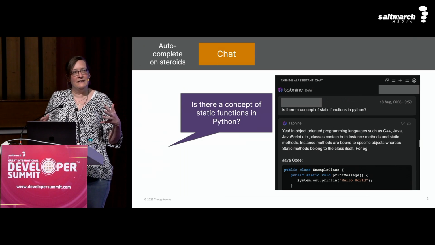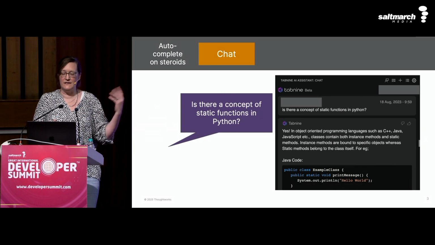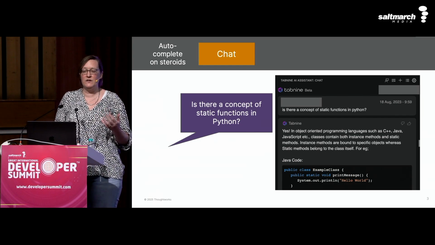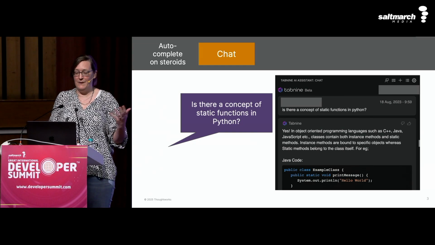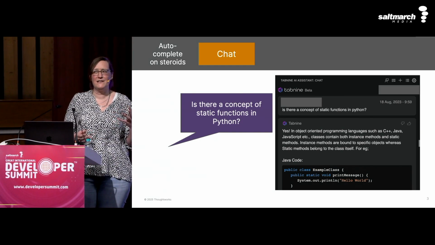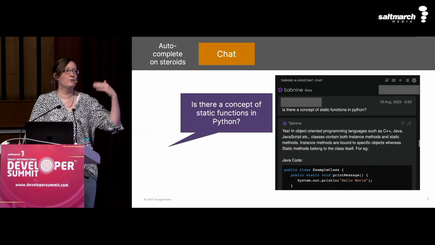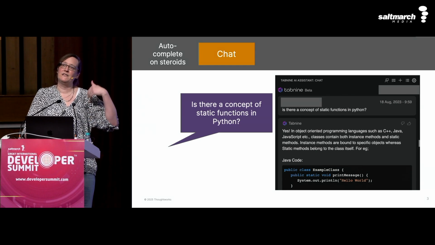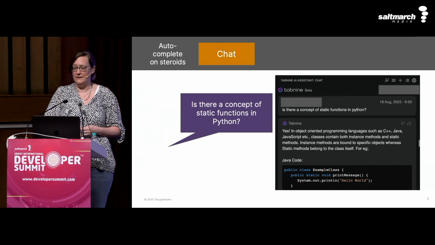Then we got a chat embedded in the IDEs with Copilot as well, or this is a Tabnine screenshot. So I could start asking questions. I'm a Java developer, that's my mother tongue, so to say. So when I started writing Python, I would ask stupid questions like, is there the concept of a static function in Python? And I didn't have to go through my browser, scroll through lots of results, scroll through lots of ads and find the information, which was already quite convenient.